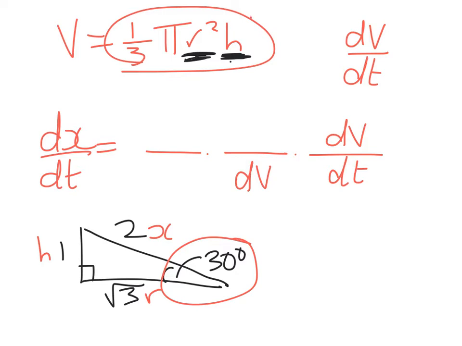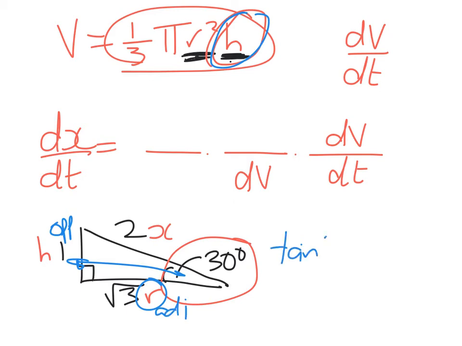We can eliminate h. Right? We could also eliminate r, but I think that's going to be more work. So let's get rid of h, write h in terms of r. If this is my angle, this is my opposite, and this r here is my adjacent. So tan of 30 degrees is equal to h over r. So h is equal to r tan 30 degrees.